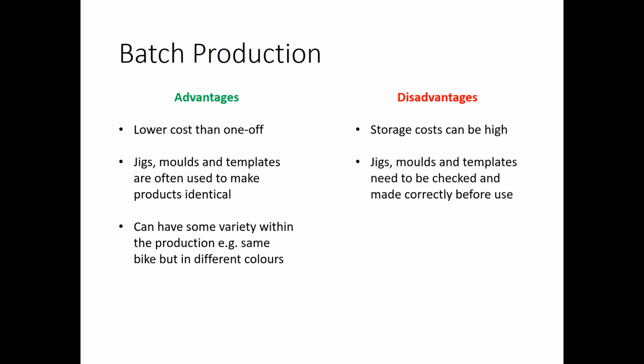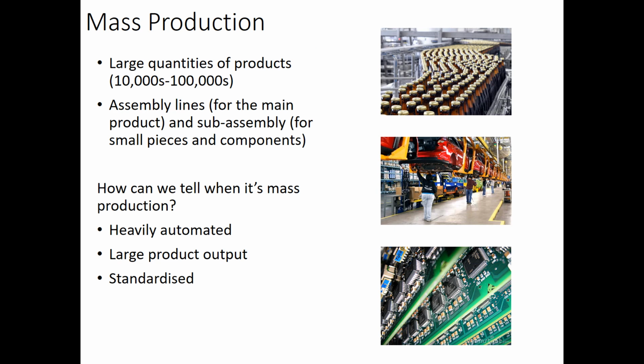Disadvantages: you've got to store all these products, and your jigs, molds and templates need to be checked and made correctly before use, and this is normally the most expensive part. So if you've got a mould for a vac former, for example, you need to make sure that is correct, and they're normally quite expensive to get made for you.